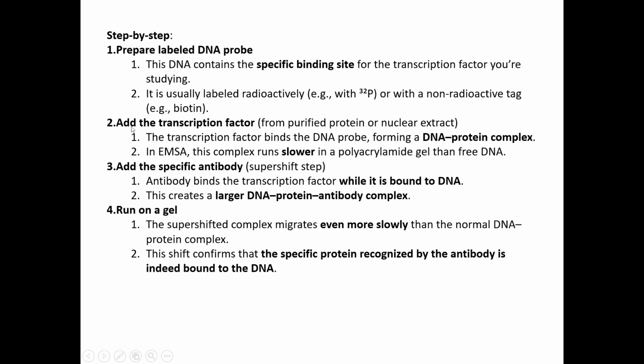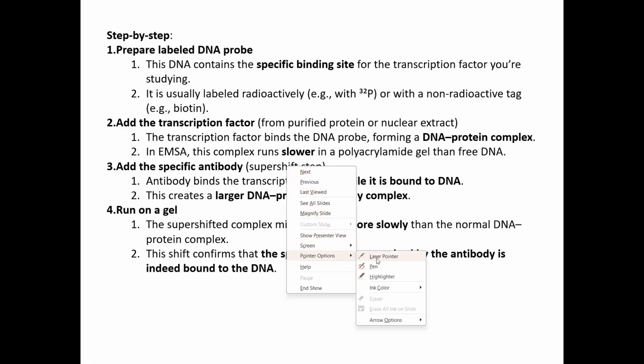Then second step is to add the transcription factor, that is from purified protein or nuclear extract. Then the transcription factor binds to the DNA probe, forming a DNA protein complex. In EMSA, this complex runs slower in a polyacrylamide gel than free DNA. And next is to add your specific antibody. So this will give you the super shift step.